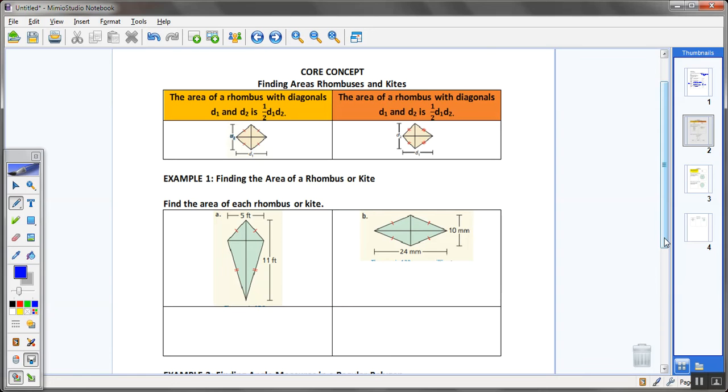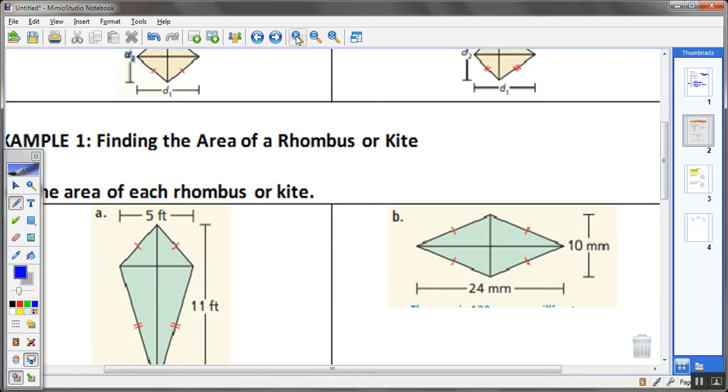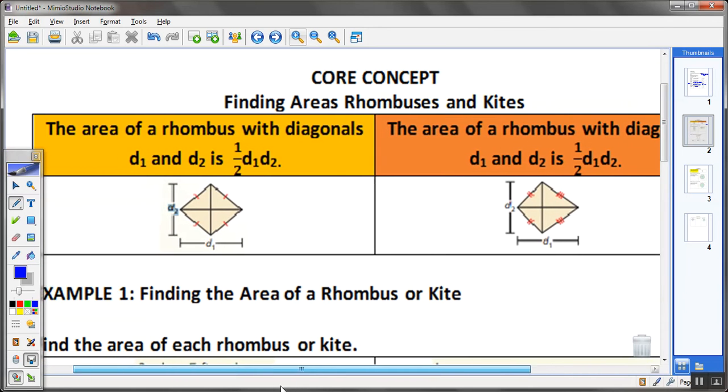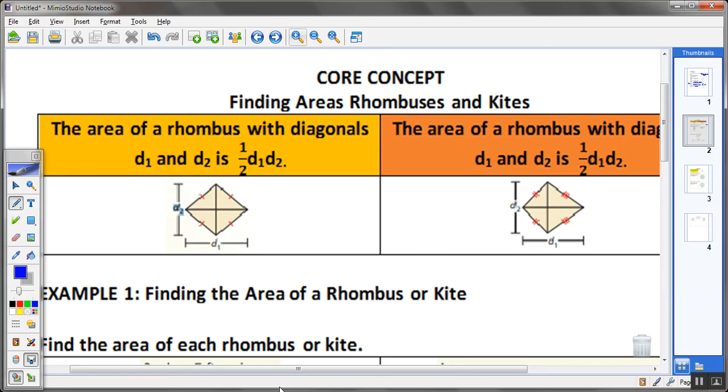Okay. So right up here, you said rhombus is a 4-side figure. All sides are the same. Guys, with the rhombus right here, I'll blow this up quickly. Here's what I want to do. It says right here. Somebody want to read this for me? The area of a rhombus with diagonals D1 and D2 is half D1, D2.